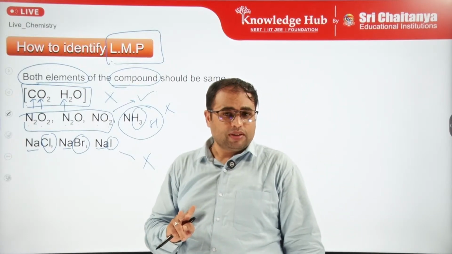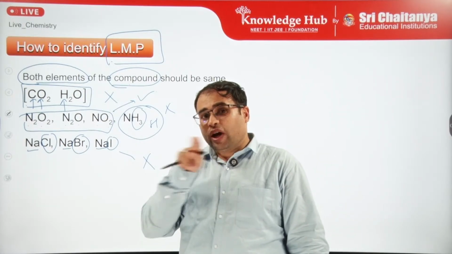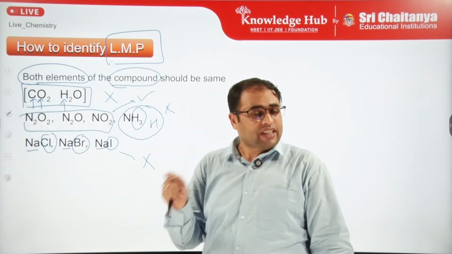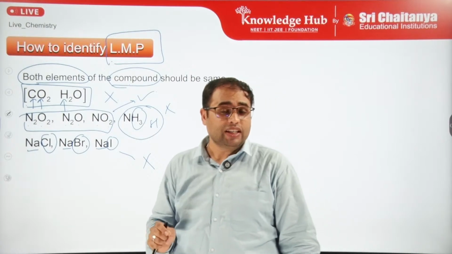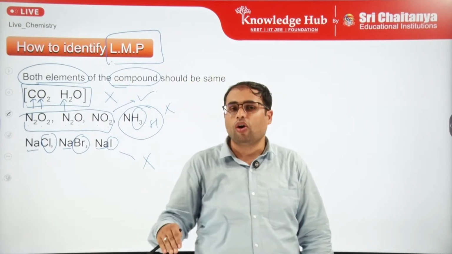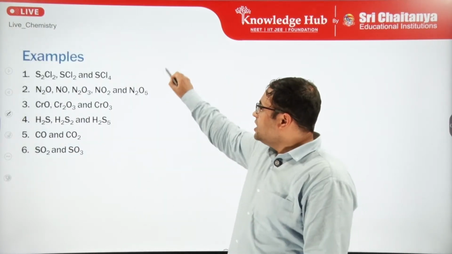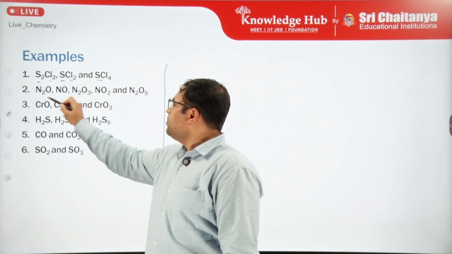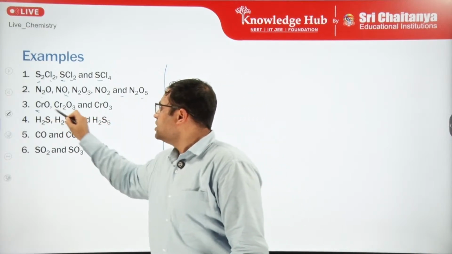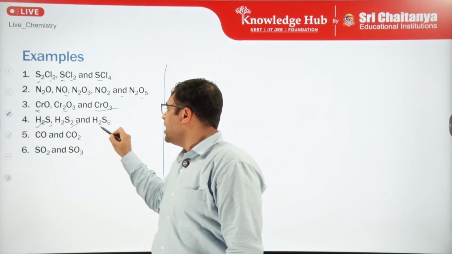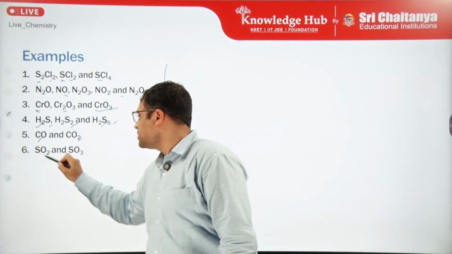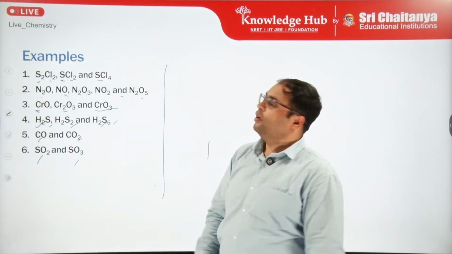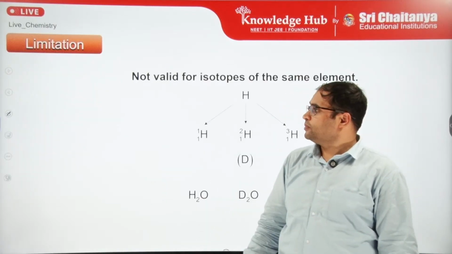You should have two elements and those two elements should be the same in all the compounds. The number of these elements can change, but the elements should be the same. If they are not the same, the law is not followed. These are some examples where you can see the common elements are the same. Here also H, S same, carbon, oxygen same, sulfur, oxygen same. So these are some of the examples of the law of multiple proportions.